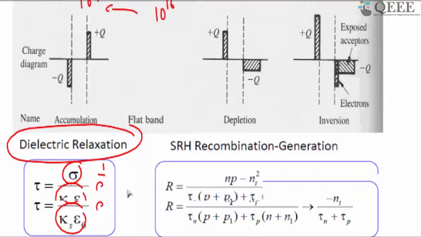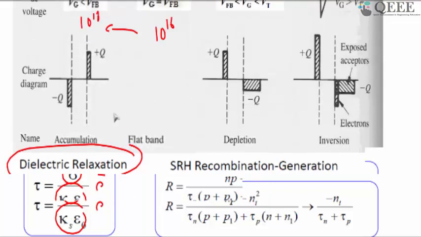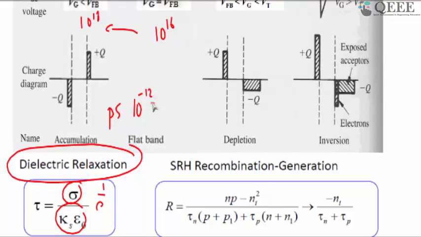This is pretty fast, in picoseconds, 10 to the power of minus 12 seconds. So even if you apply the gate voltage very fast, the substrate can adjust. Suppose you go from flat band to accumulation, switching the surface between flat band and accumulation, even at a terahertz or so, it can adjust.